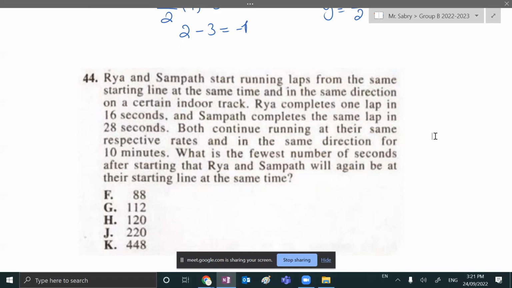We just need to look for a number that's divisible by both. The least common multiple. These kinds of questions are mainly the least common multiple. We need a number of seconds, one of those choices, that is divisible by 16 seconds, which is the time Raya takes to finish one lap, and is also divisible by 28 seconds, which is the time Sampath takes to complete one lap. So just divide them: 88 divided by 16 on a calculator, and check if the answer is an integer or not.